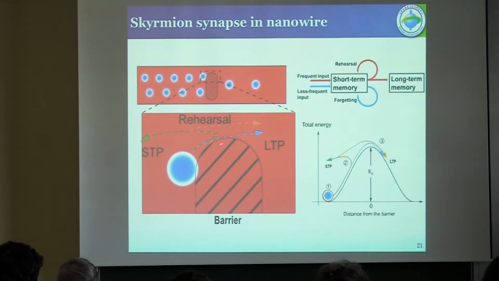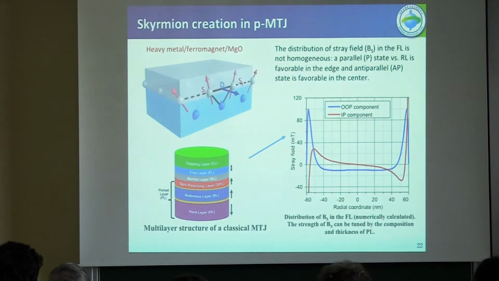If it arrives at this barrier but cannot pass, the current is not continuous enough to push the skyrmion through the barrier, so it will come back. It will present the short-term memory. So in this case, we can successfully design a synapse-like device with skyrmion.